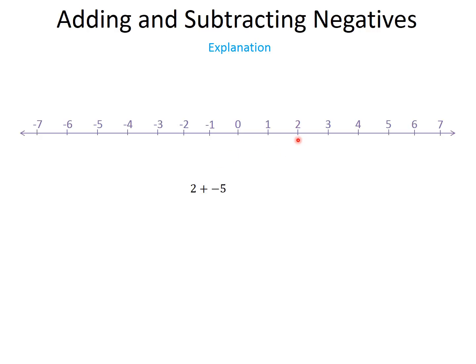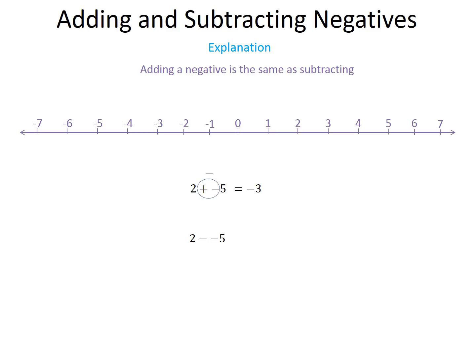And so if I'm at 2 and I want to add negative 5, normally adding would be this way, but because it's a negative, I go that way instead. So I go 1, 2, 3, 4, 5. Now notice that's just exactly the same as taking away 5 there, because I've started at 2 and I've just gone down 5. So 2 plus negative 5 is exactly the same as 2 take away 5, and so you can use whatever strategy you want to work out that that is negative 3. So if you're adding a negative, it's actually just the same as subtracting.